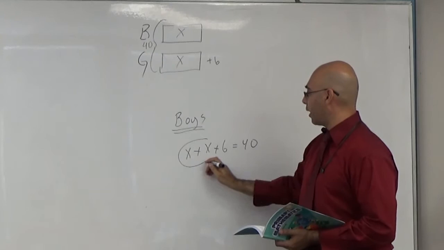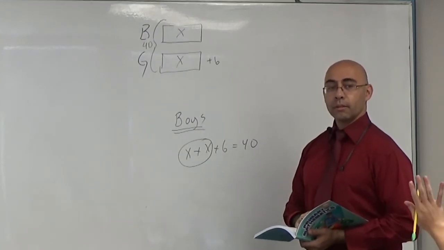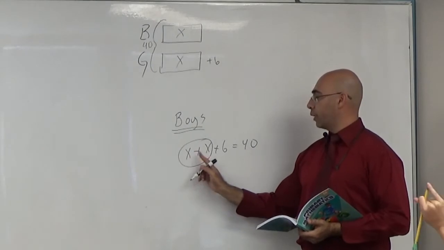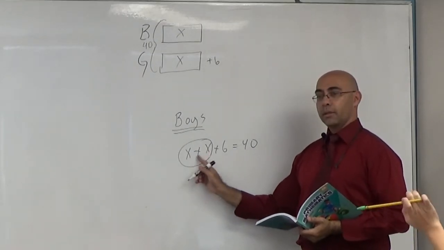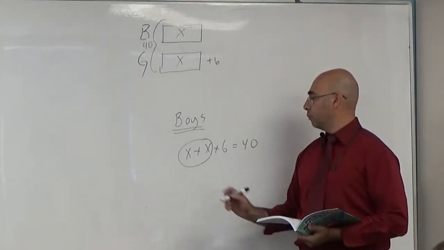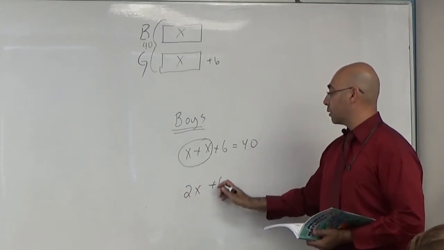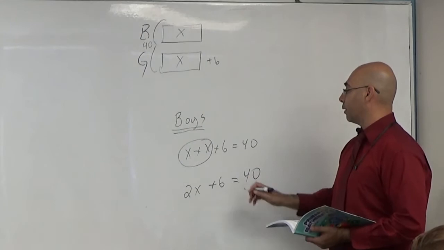How else could you write this X plus X? 2x. All right, so you can rewrite it as 2x plus 6 equals 40.